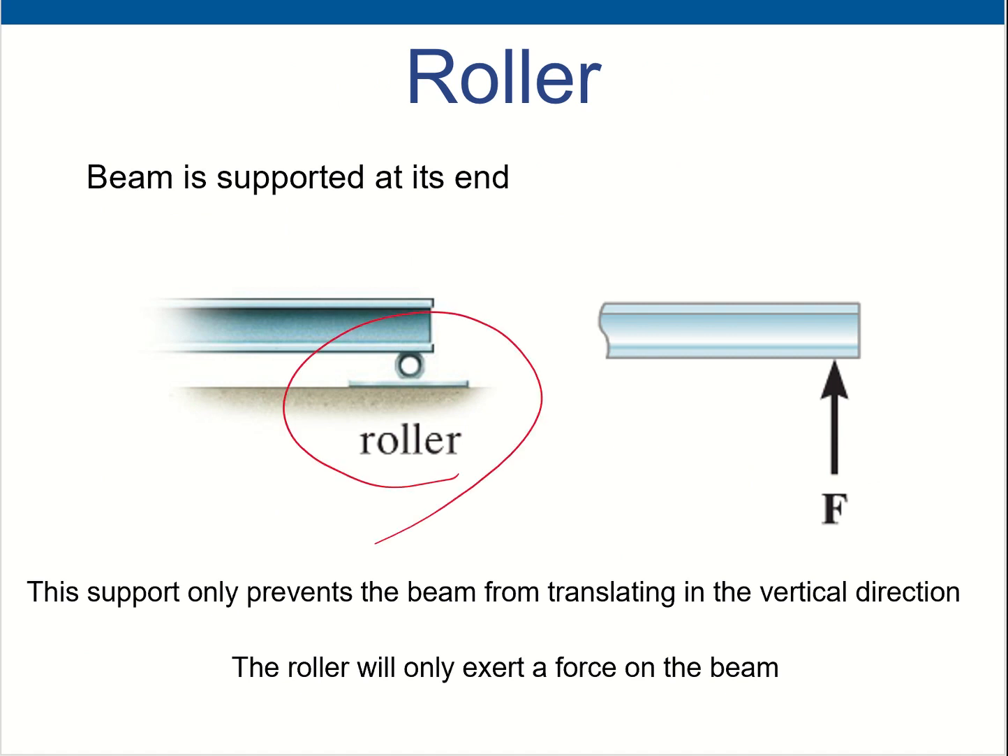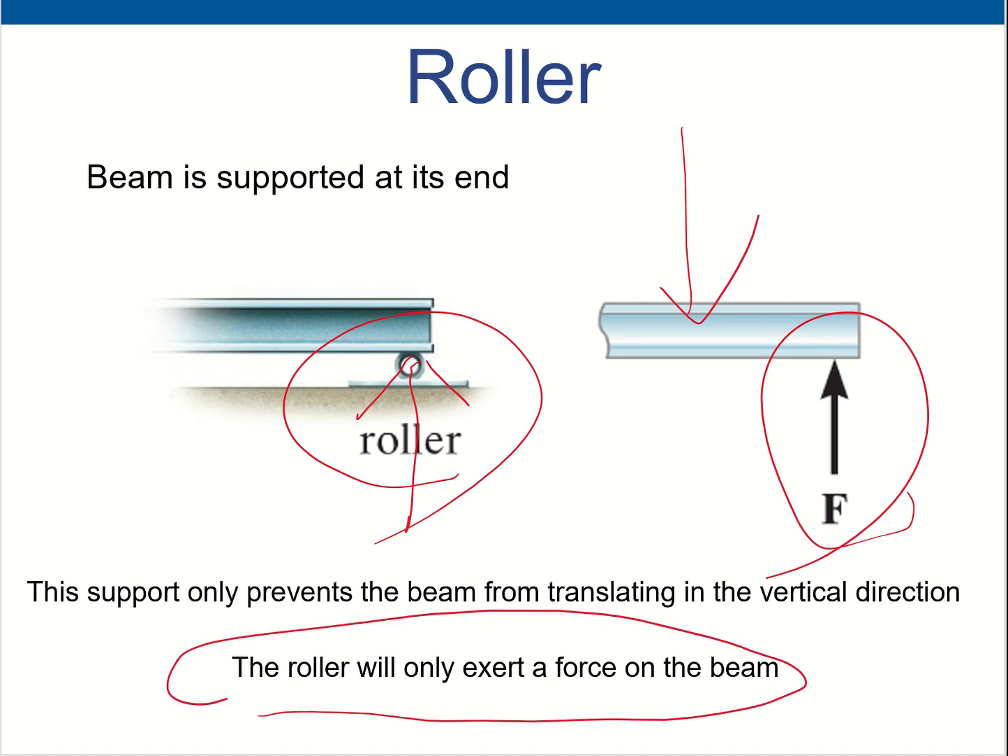Here we have a roller. Roller is very typical support for the beam. This roller only supports the vertical forces, so there is only one reaction force for the roller. Here you can see this F is the reactive force for the external force of the beam. So for the roller, we have only one force.